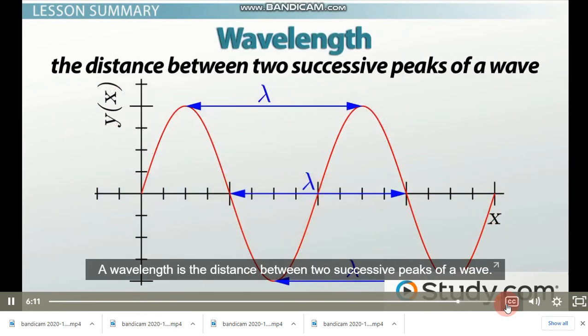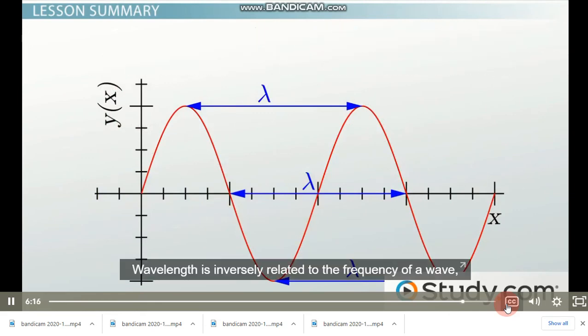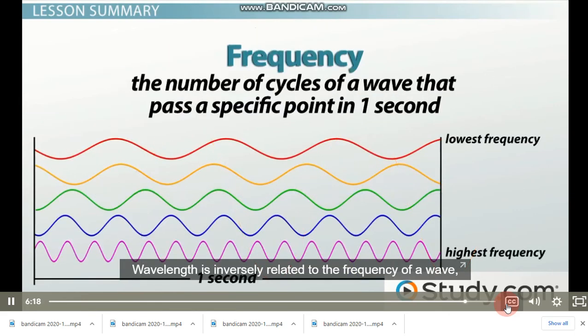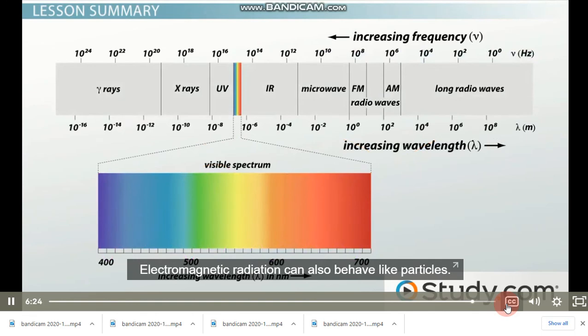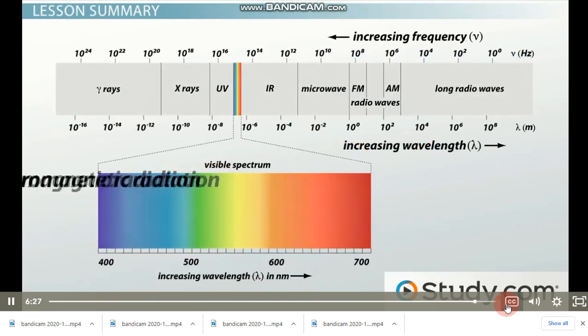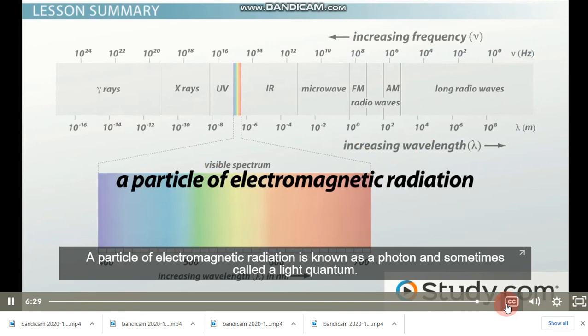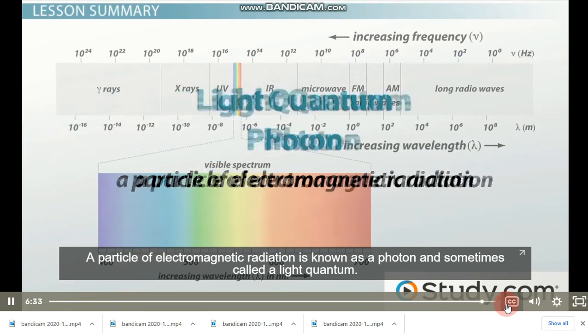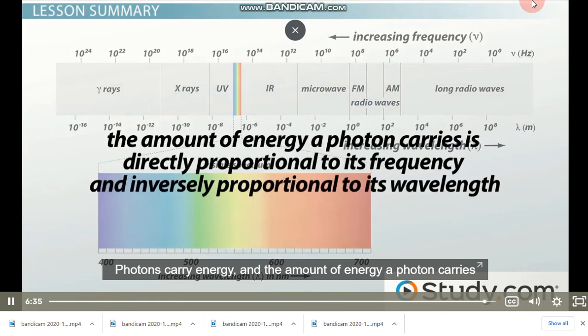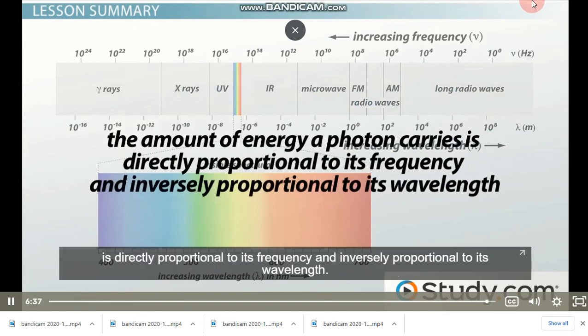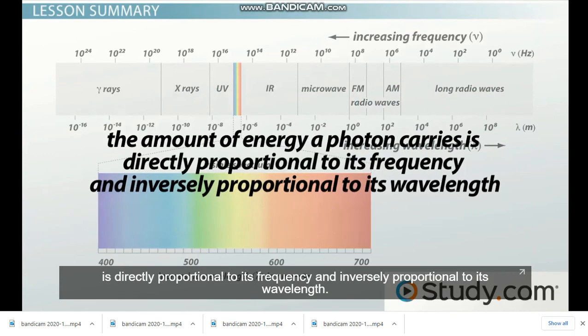A wavelength is the distance between two successive peaks of a wave. The wavelength is inversely related to the frequency of a wave, the number of cycles of a wave that pass a specific point in 1 second. Electromagnetic radiation can also behave like particles. A particle of electromagnetic radiation is known as a photon, and sometimes called a light quantum. Photons carry energy, and the amount of energy a photon carries is directly proportional to its frequency and inversely proportional to its wavelength.